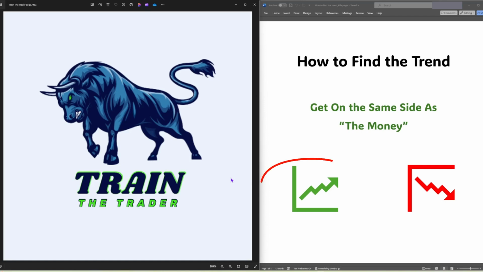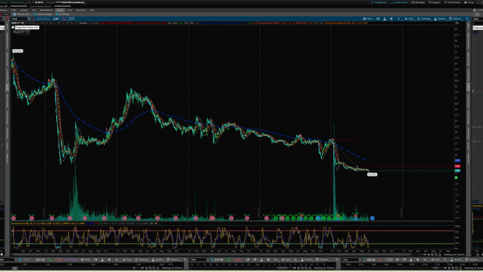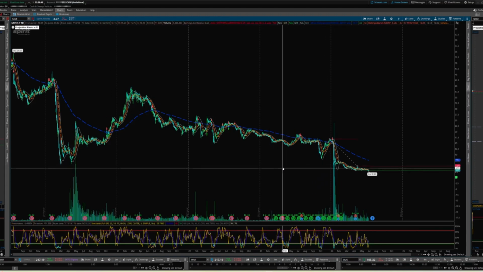Are we going up? Are we bullish? Are we going down? Are we bearish? All right, so let's get into it. Let's hop into the charts. This is very important because as a trader, you want to be on the right side, the same side as the major money.